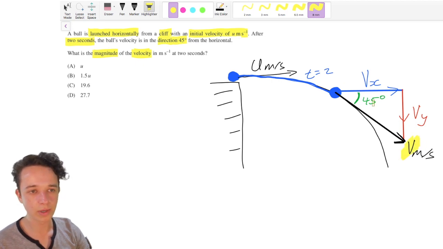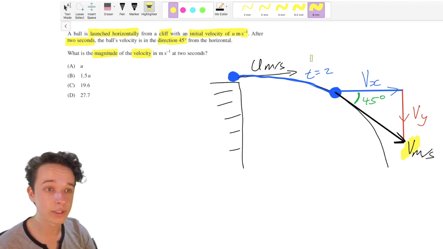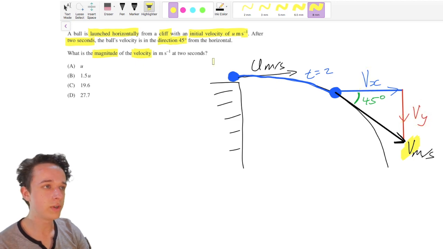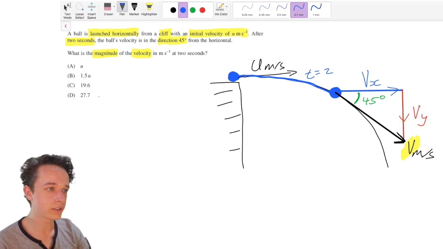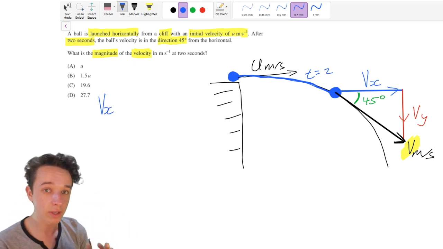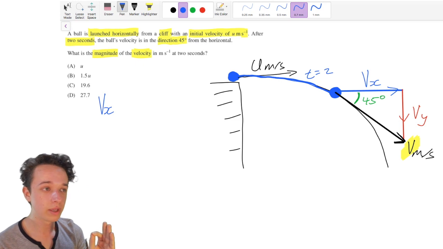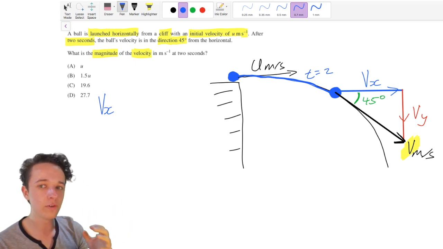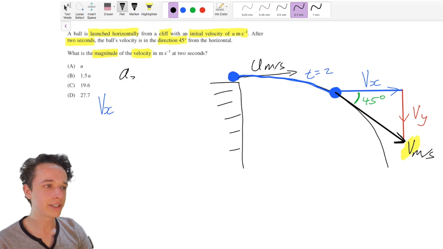We have information about the angle, and we're trying to find this v, so we should probably try and find some information about this Vx and this Vy here. So let's try and find what Vx is. We know that the only force on this projectile is gravity, which is acting in the y component, and there are no forces in the x component. So there is no acceleration in the x component: ax is equal to 0 meters per second squared.